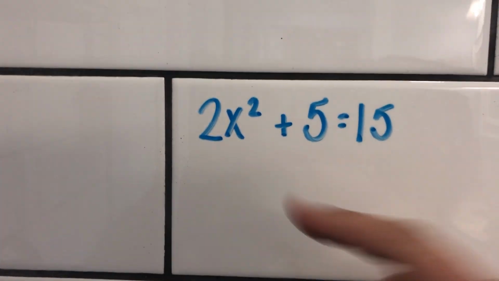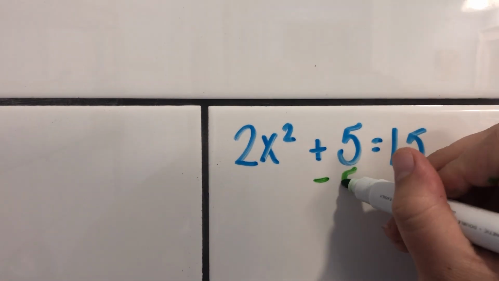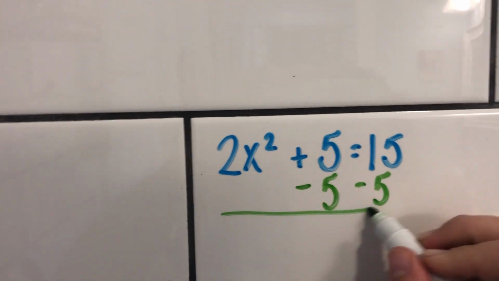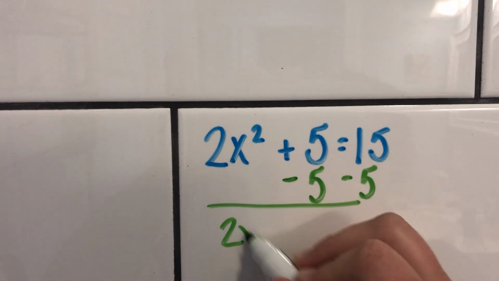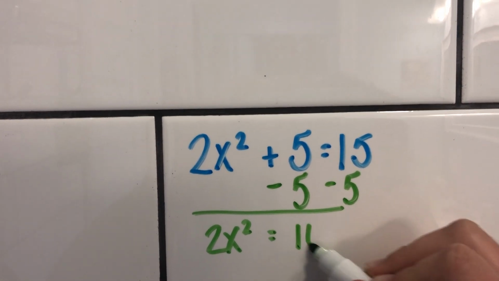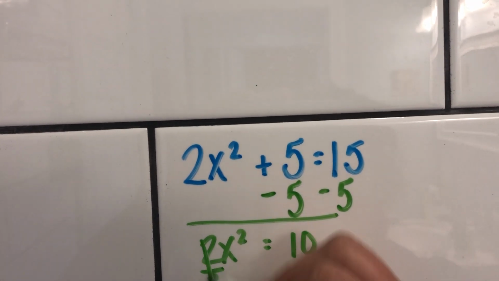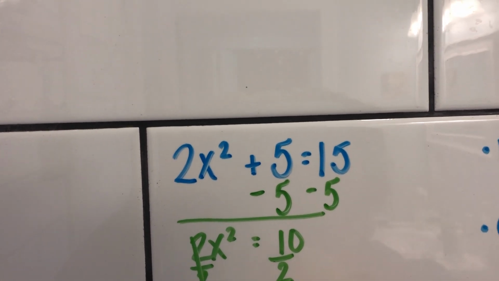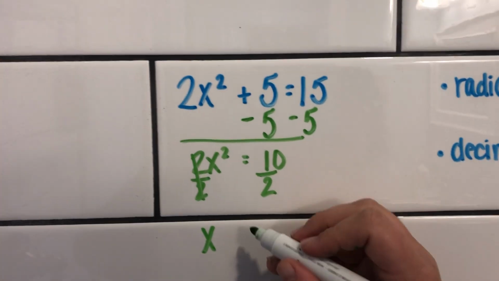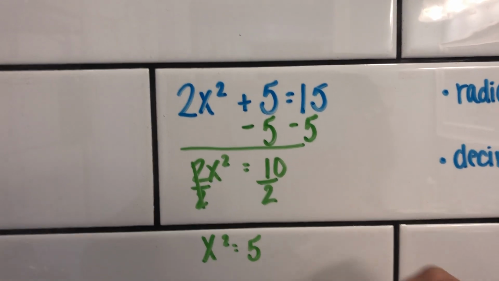So here, the first thing I would do is subtract 5 on both sides. And I'm left with 2x squared equals 10. Now after that, I'm going to divide by 2, just like I would with a normal two-step equation. And I'm left with x squared equals 5.